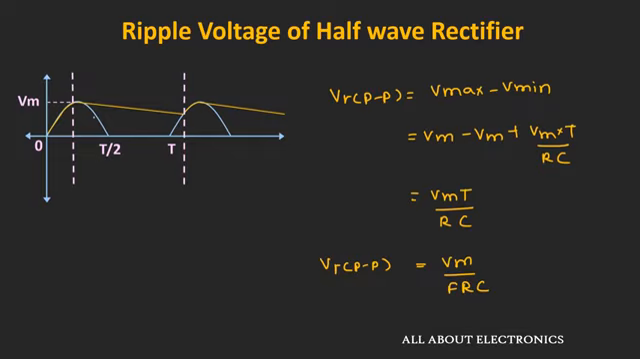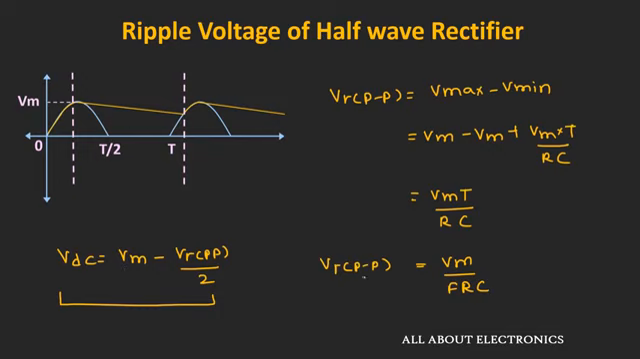And if you want to find the DC voltage for this waveform, then this DC voltage will be equal to the maximum value of the waveform, that is Vm, minus half of the ripple voltage. That means the VDC will be equal to Vm minus V ripple peak to peak divided by 2. So this will be the expression of the DC voltage for this waveform.